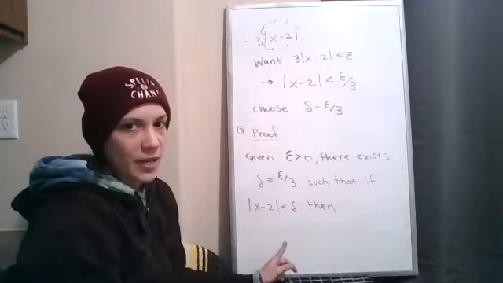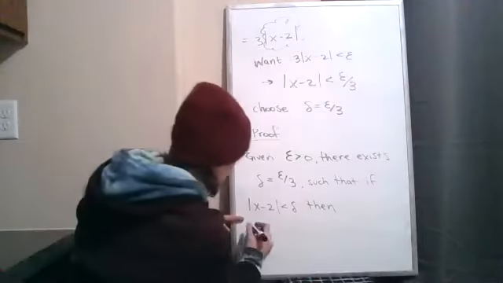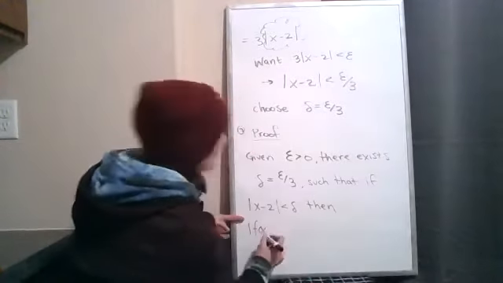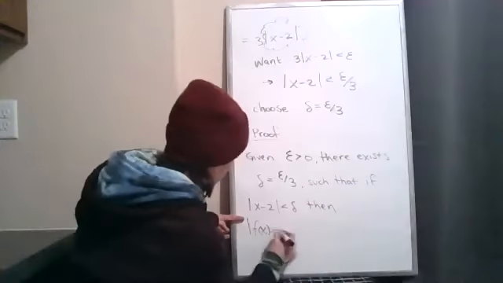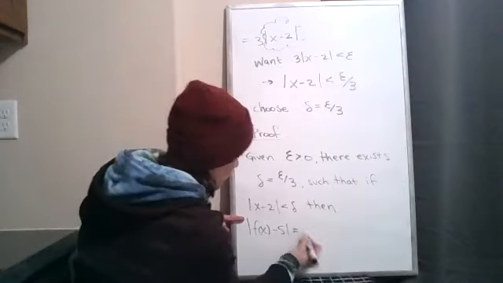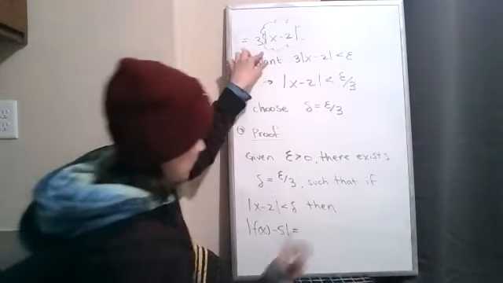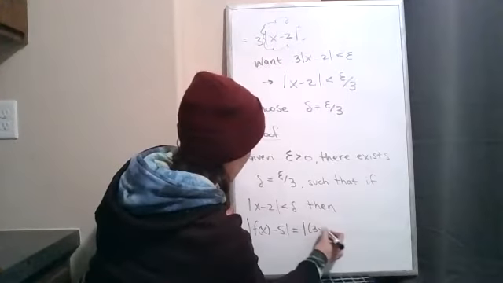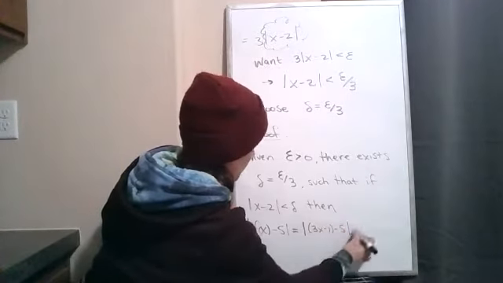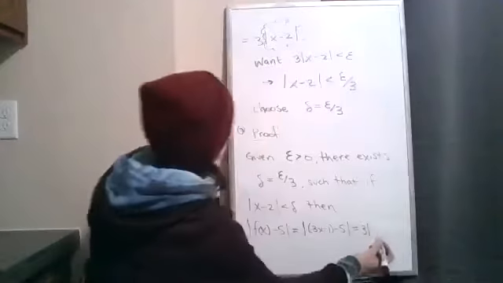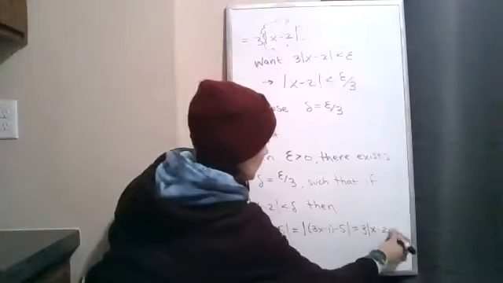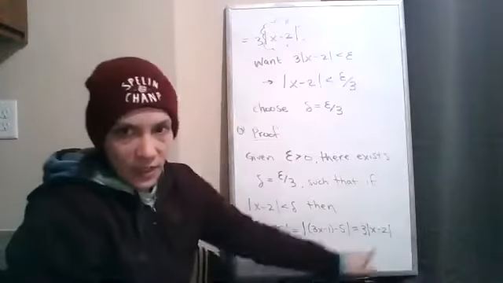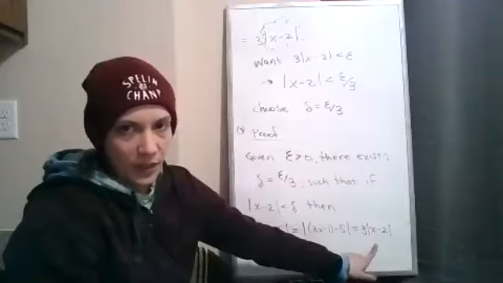So absolute value of f of x minus L, f of x minus 5 is equal to, let's jump to here. Well, let's put in the function actually. 3x minus 1 minus 5, which is 3 times absolute value x minus 2. So from here to here was all of our scratch work.